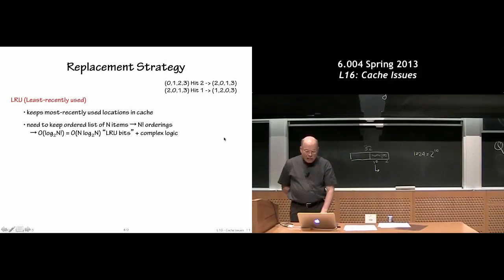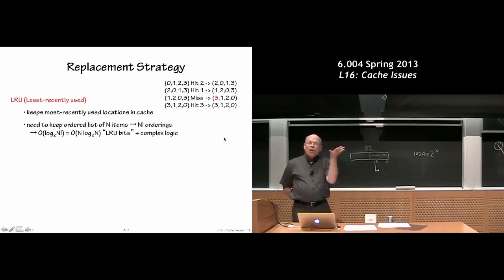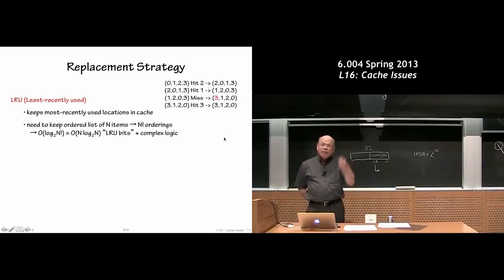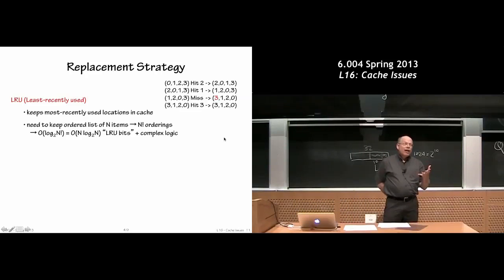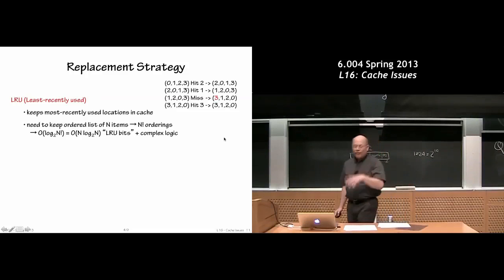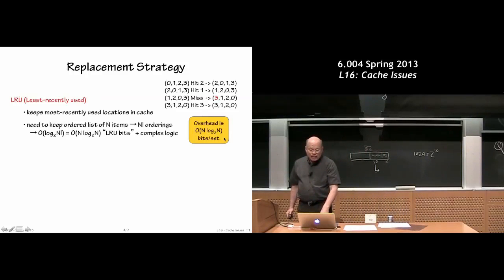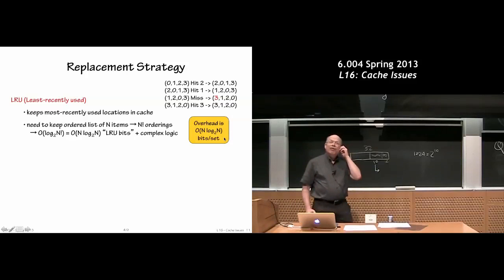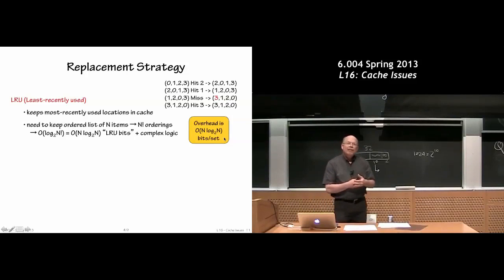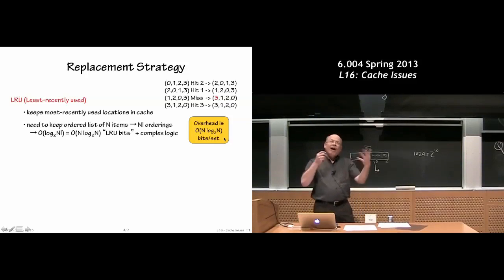As I go through a series of hits and misses, you can see I'm reorganizing that list to keep track, in order, of the most recently used, the next most recently used, and so forth. So to implement an LRU strategy in an n-way cache, I have to keep this ordered list of n items, showing which element of the set was most recently used. This is expensive because there are n factorial possible orderings. What's the state representation of something that has n factorial choices? Well, I take log base 2 of that to figure out how to encode it in bits.